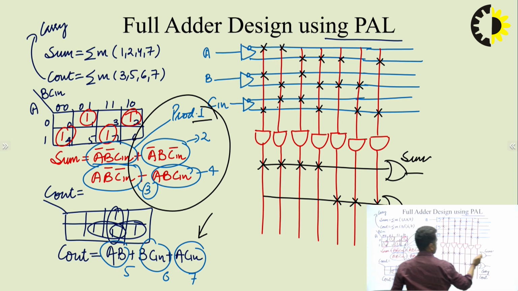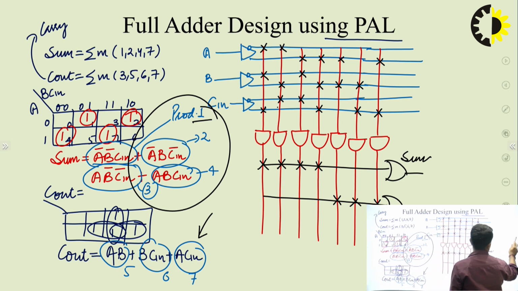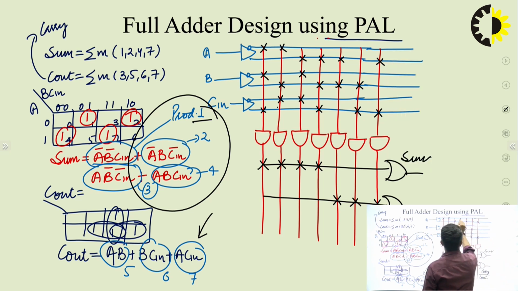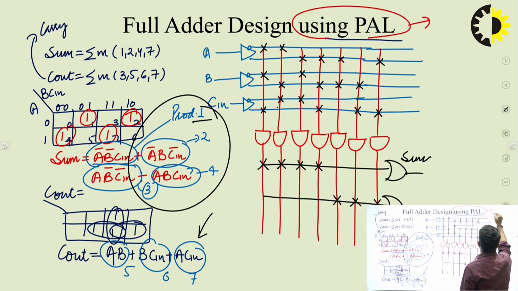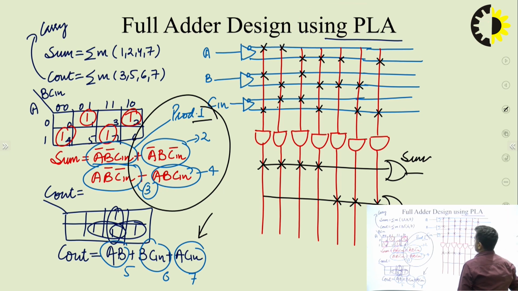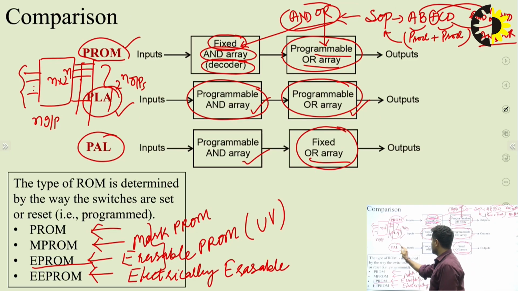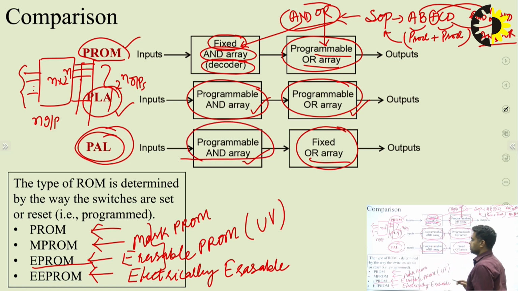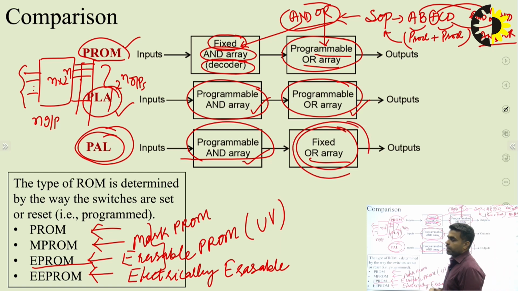Full adder circuit design using PAL. Okay, using this PAL, that means programmable array logic. Now going back slightly, what is this PAL? Programmable AND array. That means the AND part is still programmable, but this OR part is fixed. That means the inputs to the OR gate cannot be changed. There cannot be a cross at the input of the OR gate because that is not programmable.